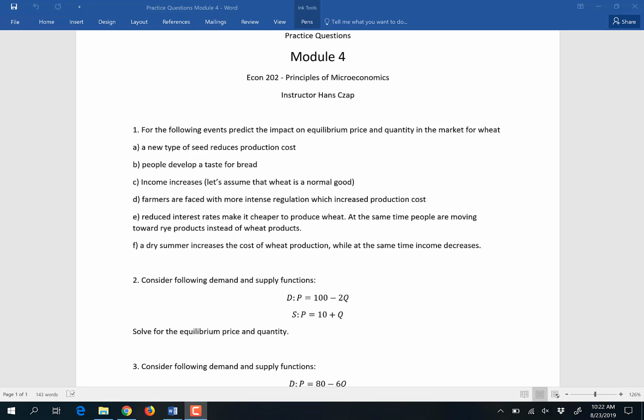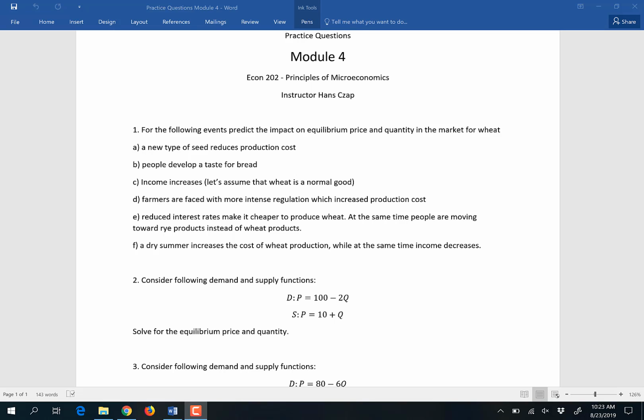Practice questions for Module 4. So here we have a few questions that pertain to the material covered in Module 4. The first 6 questions are about shifts of supply and demand, either both together, one or the other, and us trying to predict the impact on equilibrium price and quantity, all in the market for wheat.